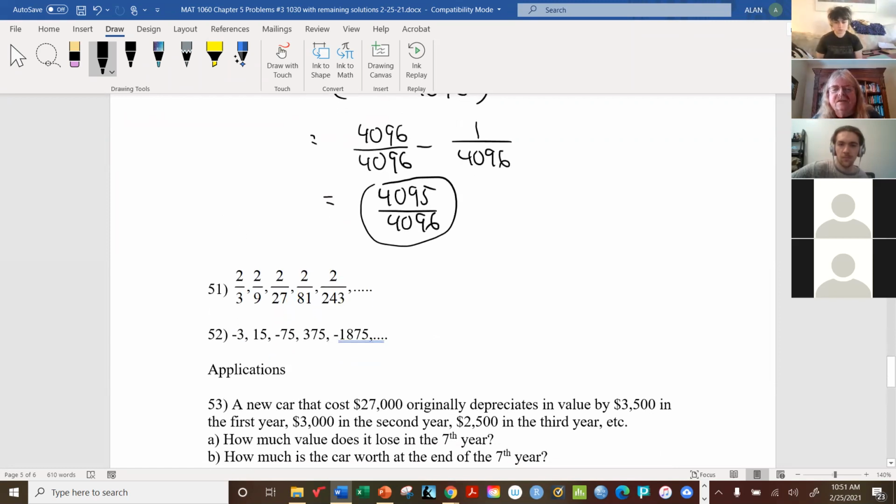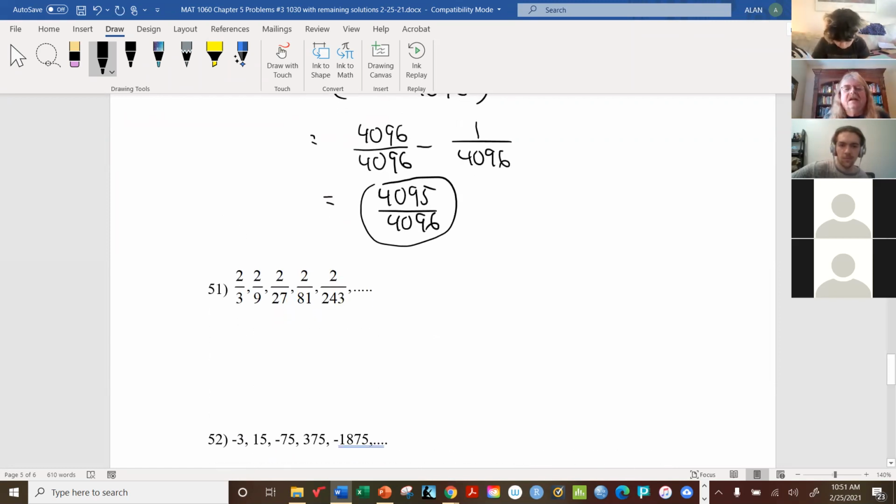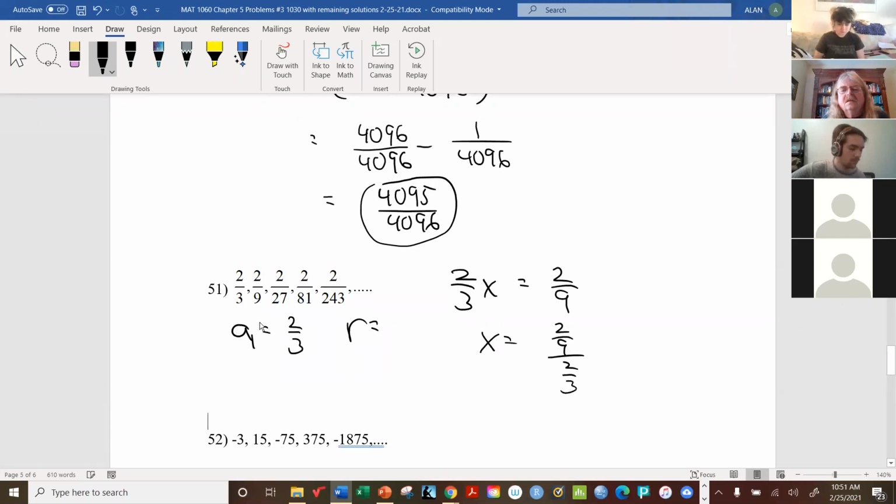Now look at this disaster. No, it's not a disaster. Why? Because look at how easy this is. A1 is 2/3. What's the common ratio? Well, let's take a look. How do you go from 2/3 to 2/9? Oh, look at that. It's 1/3. In other words, if you multiply each of these by 1/3, that will bring you to the next term.